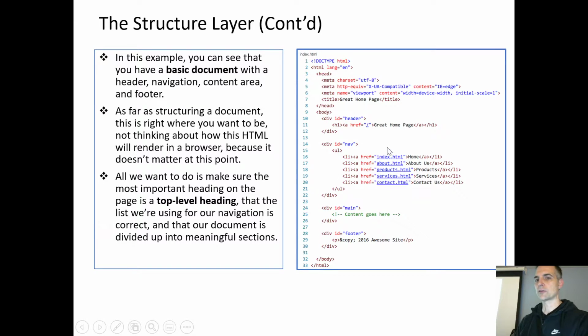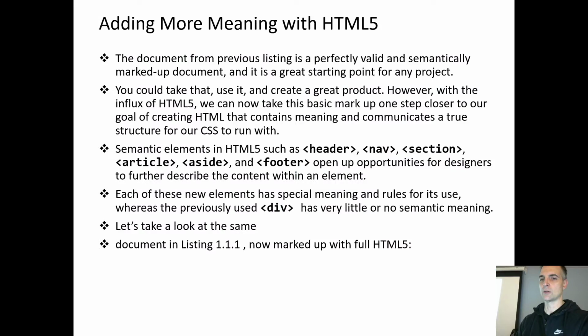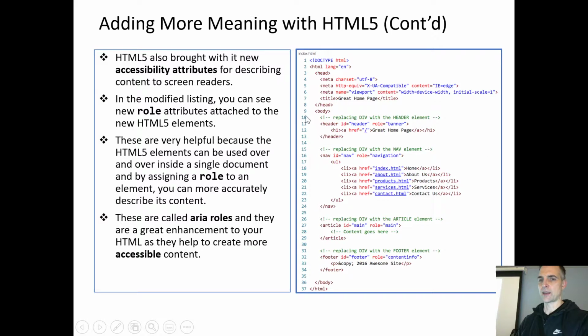So here in this first version, you can see that I'm just using div tags. And div tags have no meaning. There's no semantic meaning with div tags. So although they work, a lot of times what we want to do is use semantic tags like header, nav, article, and footer, right? That makes more sense to us.